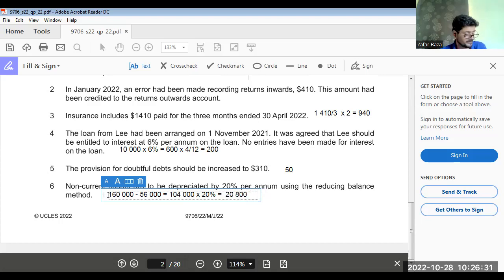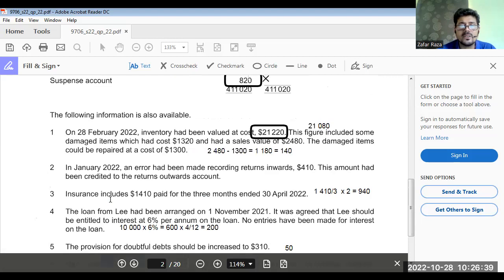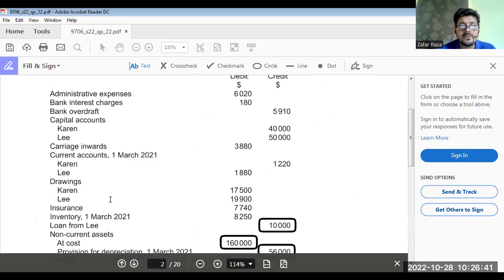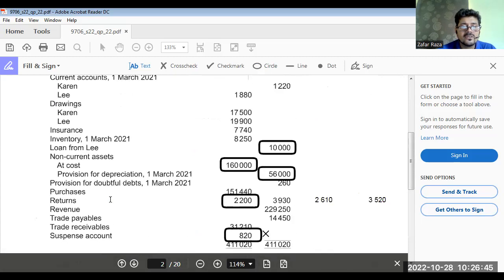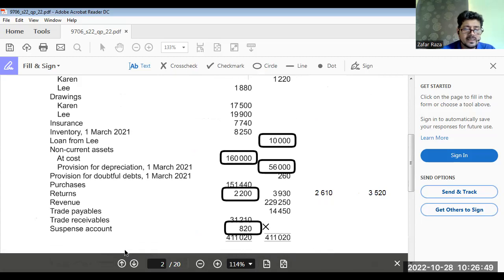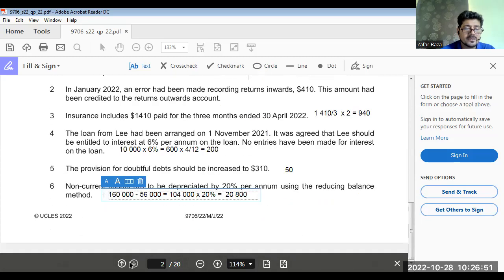Done. Now we can easily make the income statement because we have done with all the adjustments. We have to be careful about things around. Now we will move to the next page and draw the income statement.